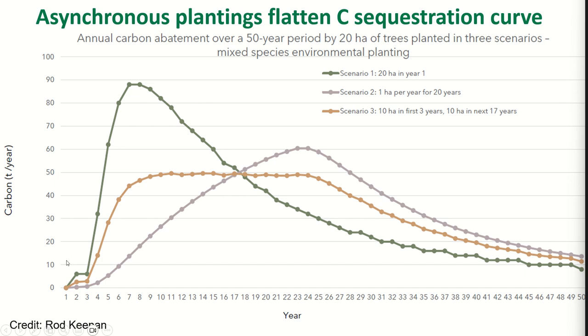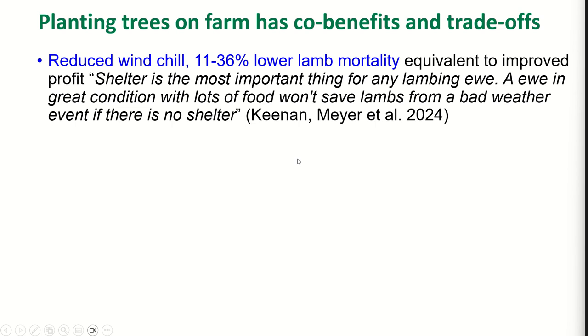In contrast, if you only plant 1 hectare per year for 20 years, you get this grey curve where your carbon sequestration just increases and increases and increases for 25 years, which is actually the minimum duration of a carbon project in Australia. So, you know, that might be more preferable if your aim is to use carbon sequestration to offset a farm's emissions. It's important to note that planting trees has a whole bunch of other co-benefits and trade-offs, and I think these are probably even more important than carbon per se.